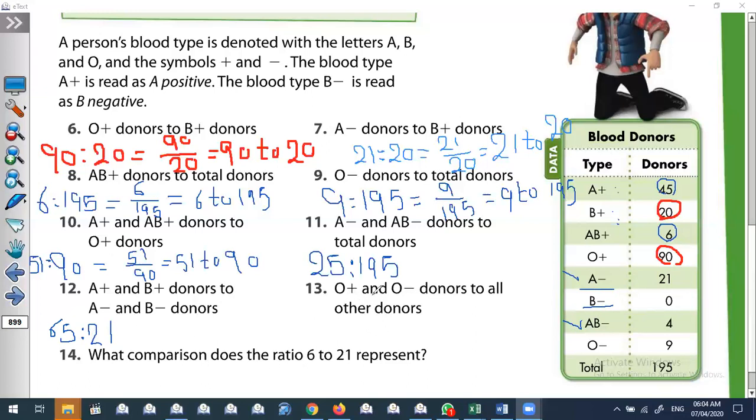O positive and O negative together. O positive, O negative together, 90 and 9, so 99. To all other donors. Here, all other donors, not the total. The total is 195. We took 99 from 195. Or you can do it like that.